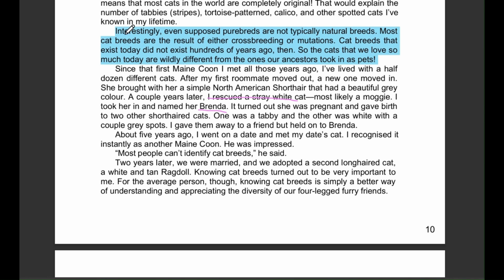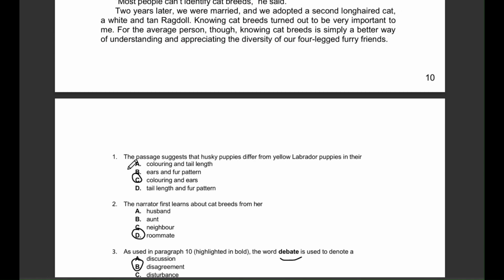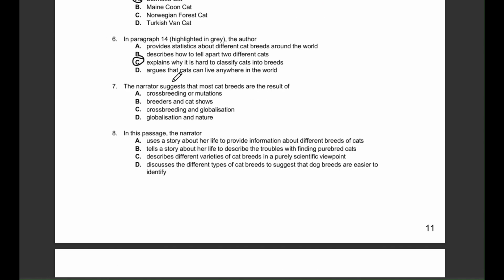In this part, the author explains that because cats travel so freely and mix together, it makes figuring out their specific breed very confusing. Moving on to question number 7, it asks, the narrator suggests that most cat breeds are the result of, with the options, A, crossbreeding or mutations, B, breeders and cat shows, C, crossbreeding and globalization, D, globalization and nature. The correct answer is A, crossbreeding or mutations.